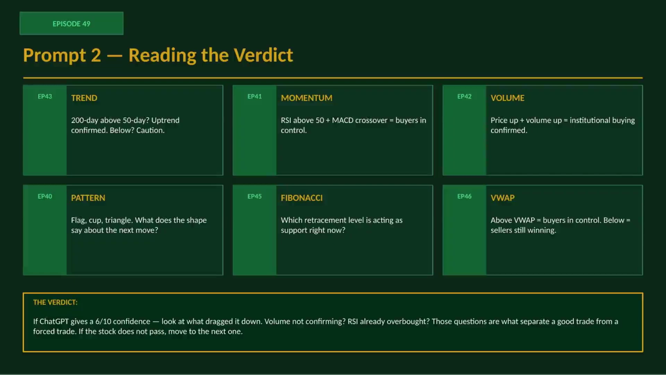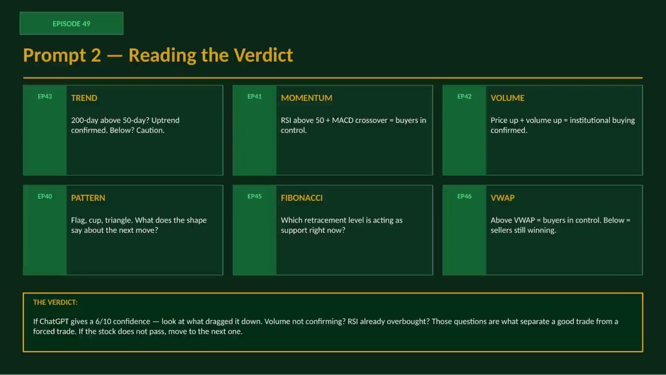What you are doing is running every tool we covered in a specific sequence, from big to small. Trend first, because trend is the context for everything else. Momentum next, to see if the trend has fuel. Volume to confirm. Pattern to give you the shape. Fibonacci to find your levels. VWAP to see where the smart money is.